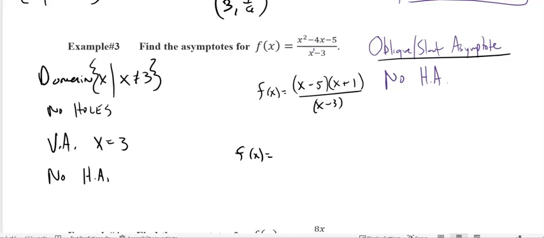F of x equals x squared minus 4x minus 5 over x minus 3. We learned we have to do long division again, or in this case we could do synthetic. Let's do synthetic. You can always do synthetic if you're dividing by a linear factor. So synthetic goes like this. Let's see if I can rewrite this like we did when we studied polynomials. Bring down the 1, multiply, add, multiply, remainder.